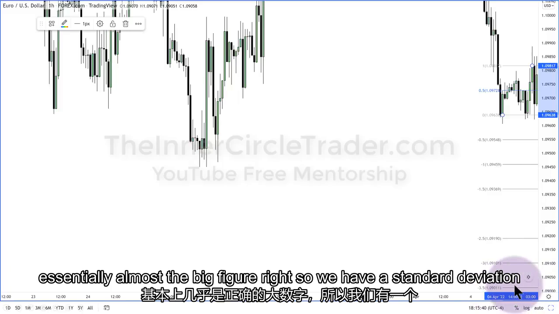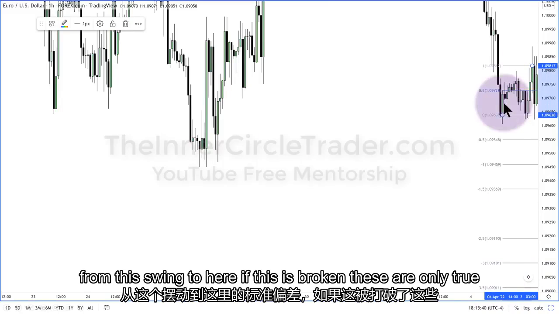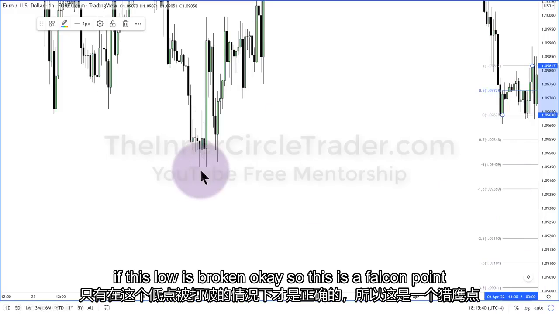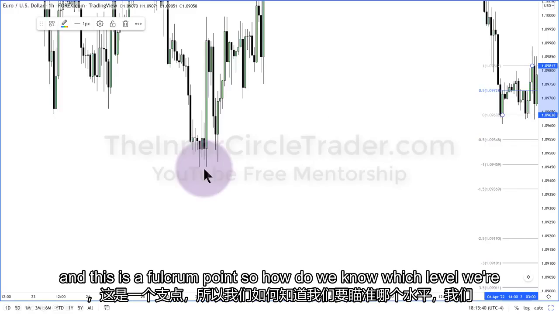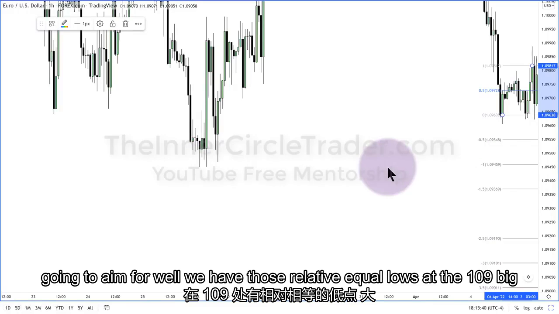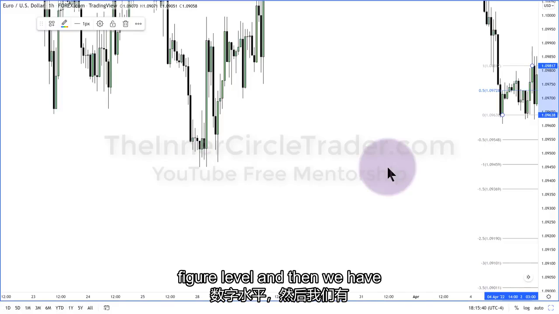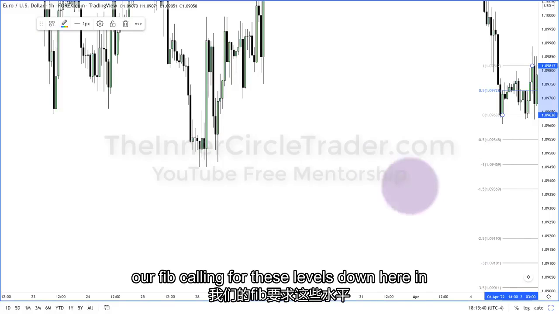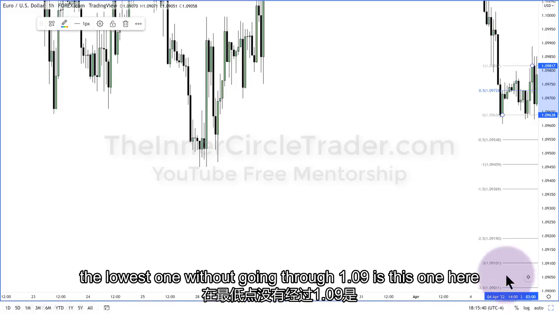So we have a standard deviation from this swing to here. If this is broken, these are only true if this low is broken. Okay? So this is a fulcrum point, and this is a fulcrum point. So how do we know which level we're going to aim for? Well, we have those relative equal lows at the 1.09 big figure level. And then we have our fib calling for these levels down here. And the lowest one, without going through 1.09, is this one here.